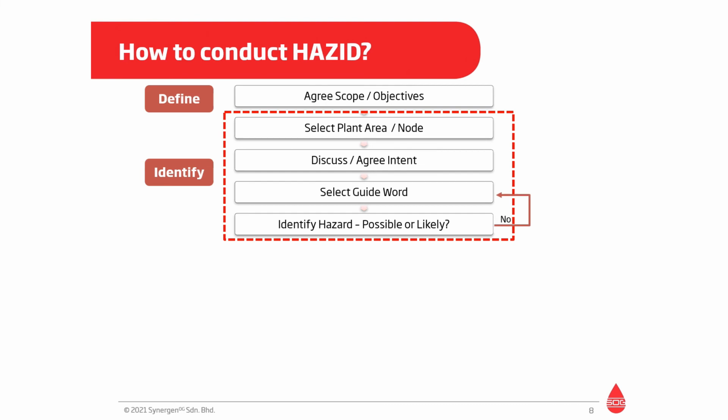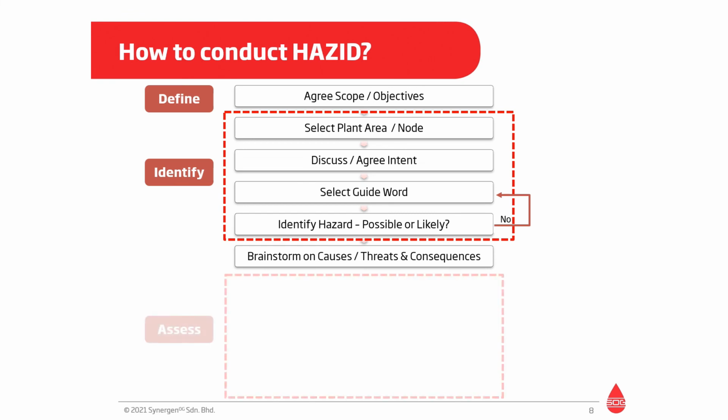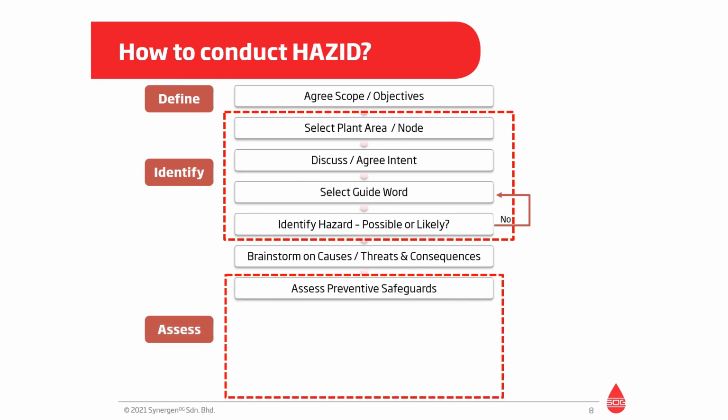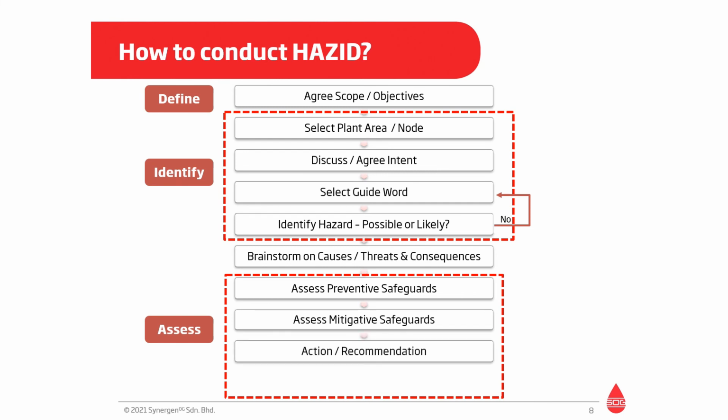With this, we are now ready to gather and start our HAZID, working through all the HAZID guide words systematically, brainstorm on risk, causes, assess safeguards, which is preventive or mitigative, propose any recommendations, and lastly, perform a formal risk ranking, and the cycle repeats.